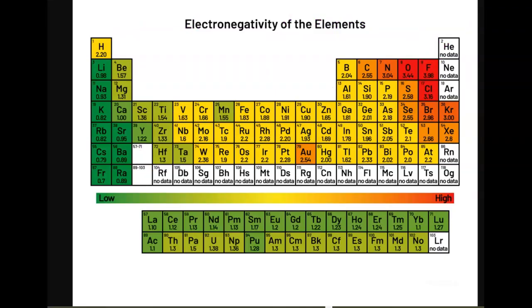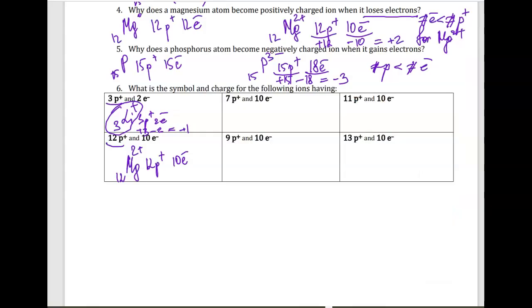7 protons. 7 atomic number is for nitrogen. So nitrogen 7. 7 protons and 10 electrons. You can see the amount of electrons is more than the amount of protons, and if you summarize you will have 3 negative charge, so it's nitride ion.